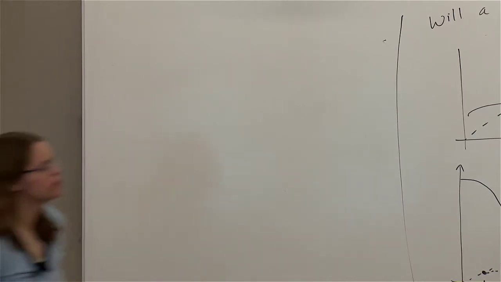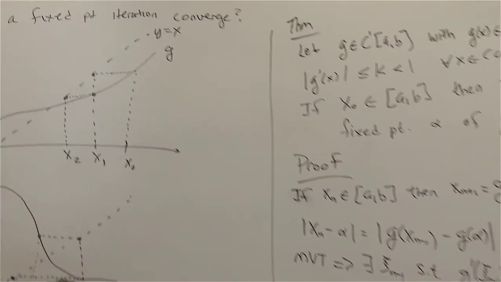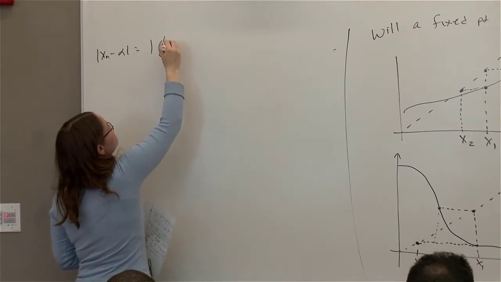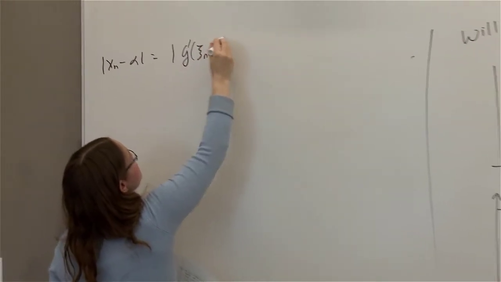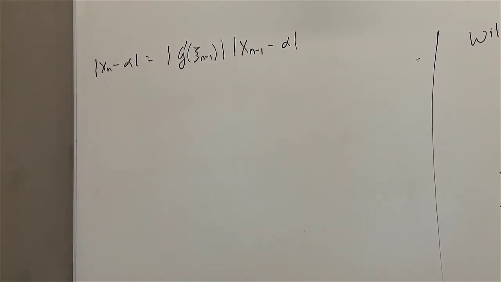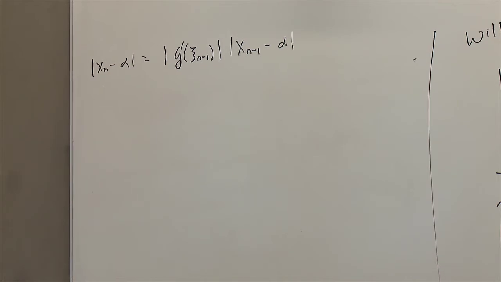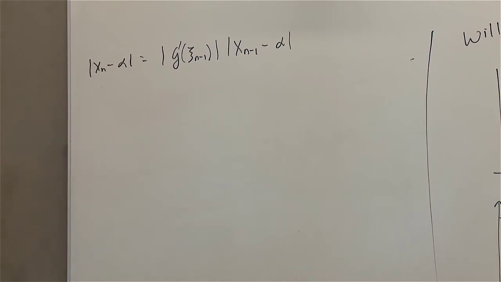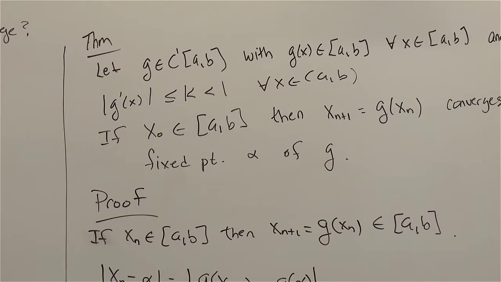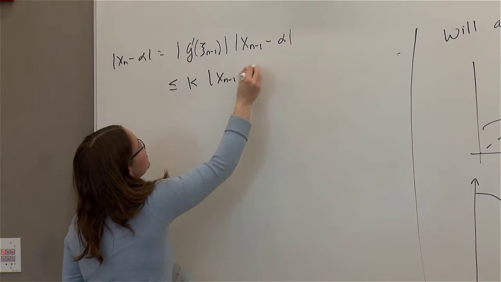Okay, so that lets me rewrite this error a little bit. So if I do that, I have xn minus alpha is equal to the magnitude of g prime times xn minus 1 minus alpha. All right, g prime, I don't know exactly what value g prime is, but the key is that I have bounds on it, right? It's certainly never going to get bigger than k. So this is bounded by k times xn minus 1 minus alpha.